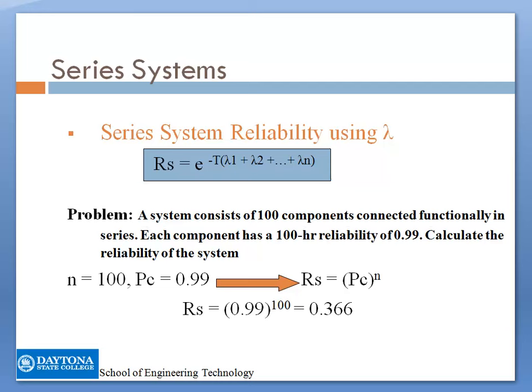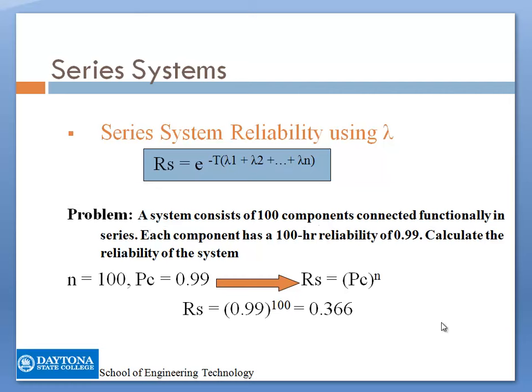Also, reliability can be calculated knowing the failure rate, and this is this symbol lambda. And if you have the failure rate information, the reliability of the system is e to the power of minus t, which is the total time, times the sum of the failure rates for the components. And that will give you the series system reliability using failure rate.